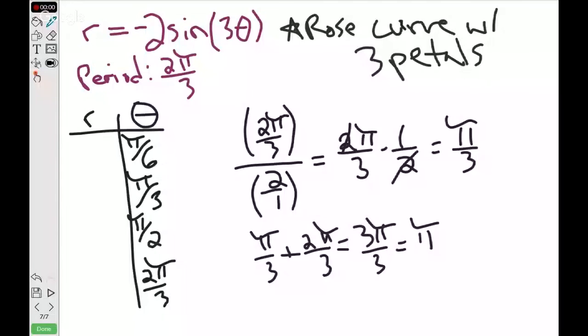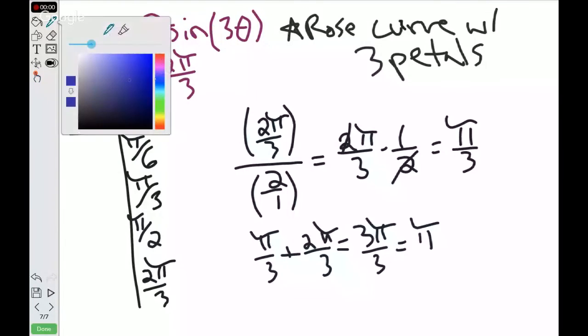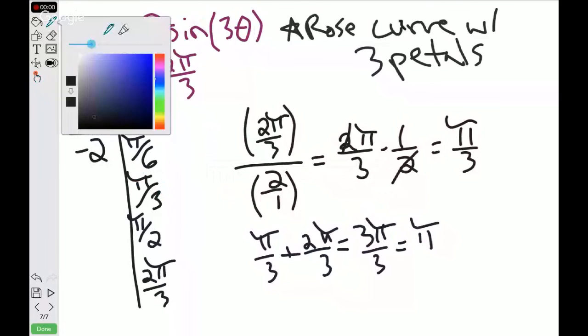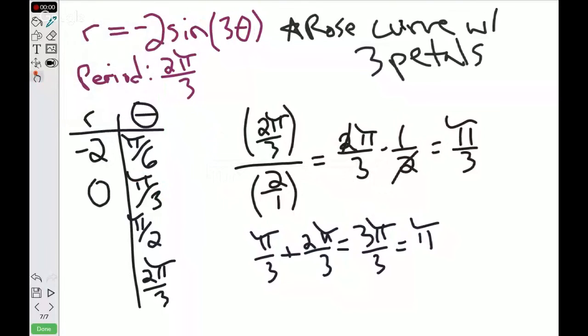So for graphing this, I have my theta values. I'm going to take pi over 6 and plug it into the theta here. So 3 times pi over 6 gives me pi over 2. Sine of pi over 2 is 1, times negative 2 is negative 2. Then pi over 3: 3 times pi over 3 is pi, sine of pi is 0, times negative 2 is 0. Pi over 2: 3 times pi over 2 is 3 pi over 2. Sine of 3 pi over 2 is negative 1, times negative 2 gives me positive 2. And then, as you can probably guess, this last one is 0.